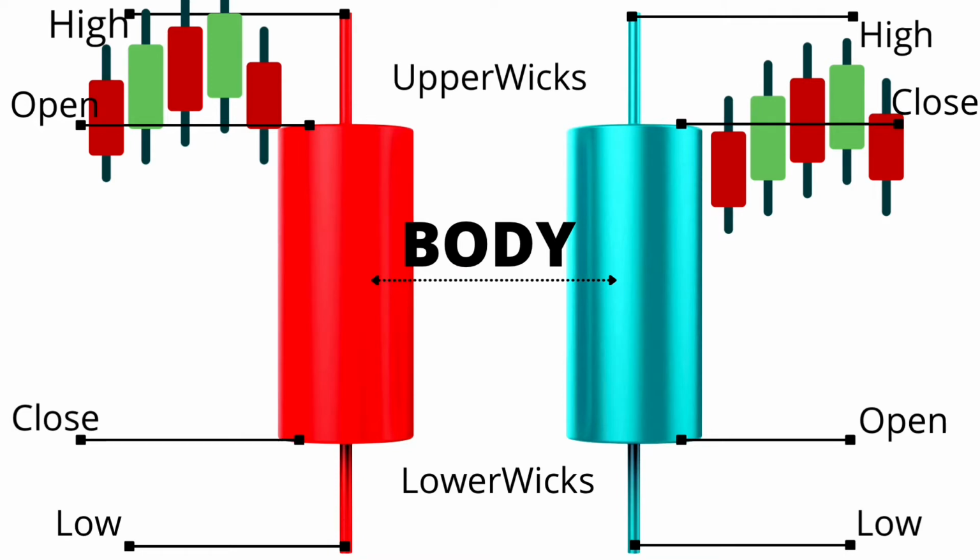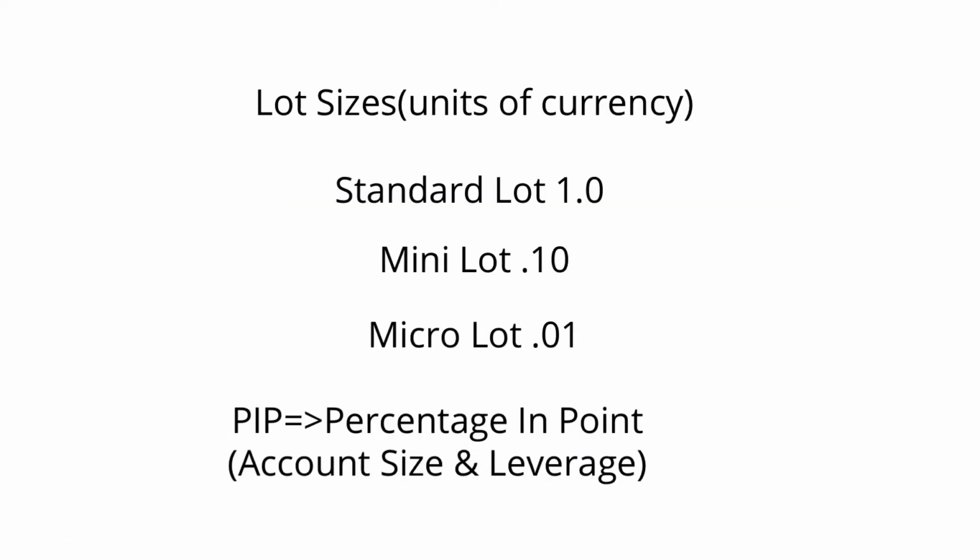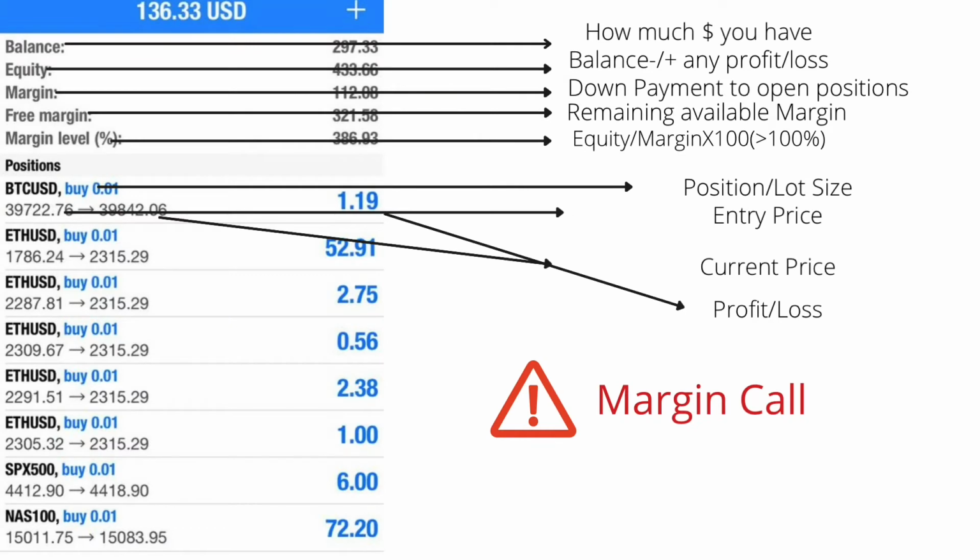The next topic I want to touch on is lot sizes. Lot sizes are basically units of currency, telling you how many units of currency you plan on risking on a particular trade. You have a standard lot, which is basically 100,000 units of currency, 1.0; a mini lot, 10,000 units of currency, 0.1; and a micro lot, which is the smallest lot size, 1,000 units of currency, 0.01. And you also have what they call a pip, which I'll get into in more detail later, but it can differ depending on your account size and leverage. Here you have your balance, which is basically however much you have in your account.